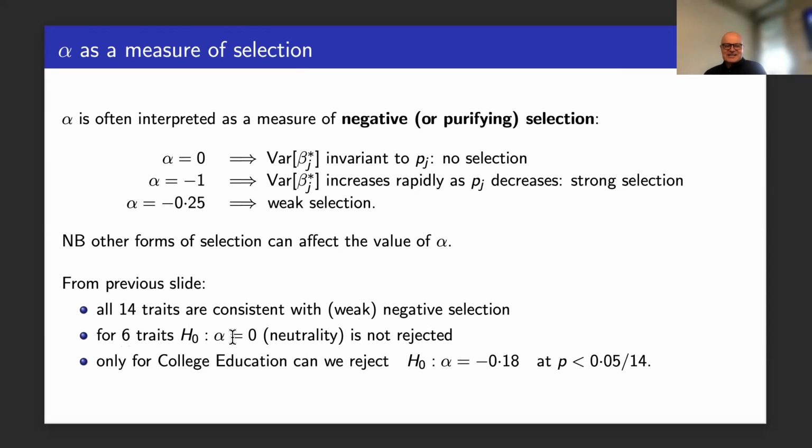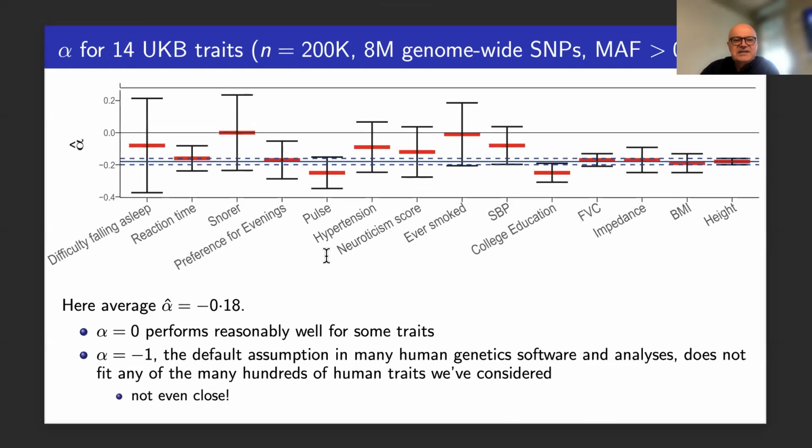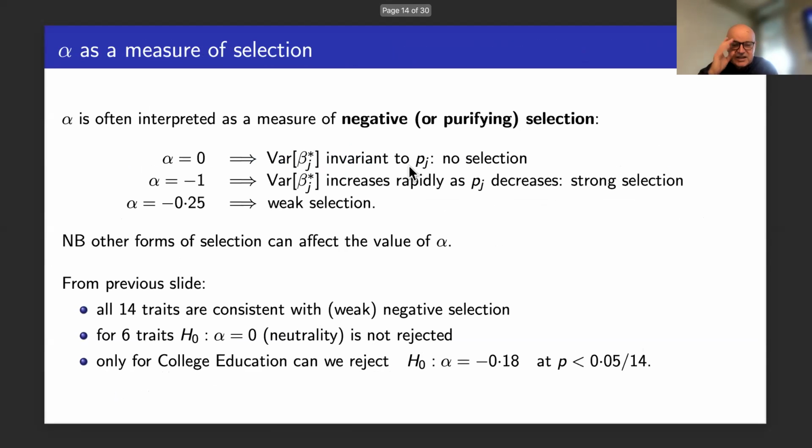And of course, you can kind of speculate as to why that might be, but I'm not going to take any of that too seriously. There's many other selection models that can affect this alpha parameter. So it's only useful as a sort of loose interpretation. But yes, going back here, you can see the college education term is a little bit more negative than the others, but they're all pretty broadly consistent with the sort of weak negative selection model.